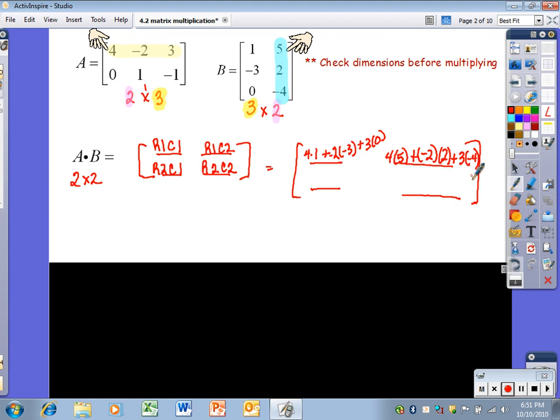And then I'm ready to move to my next element, which by my map says take row 2 times column 1. So now my fingers need to move to row 2, column 1. So I would take 0 times 1 plus 1 times -3 plus -1 times 0.